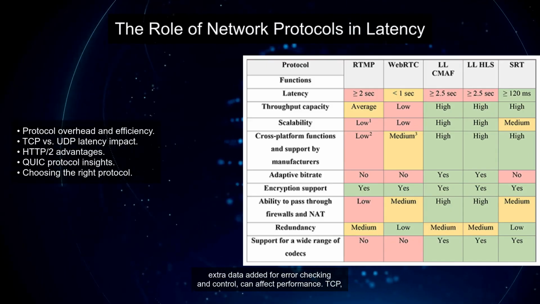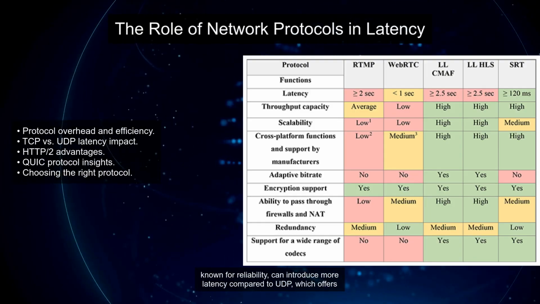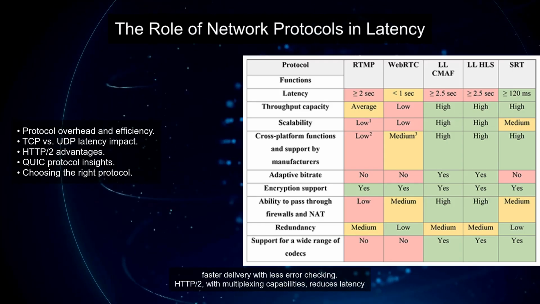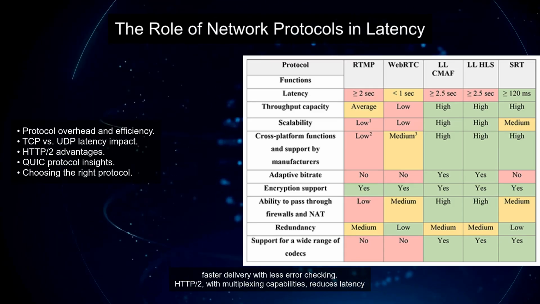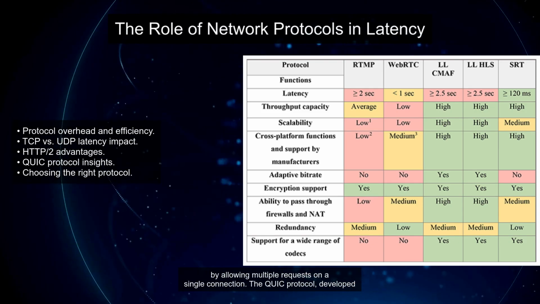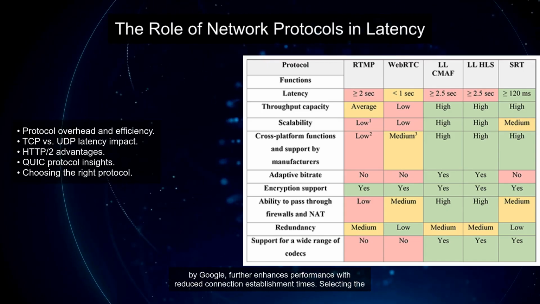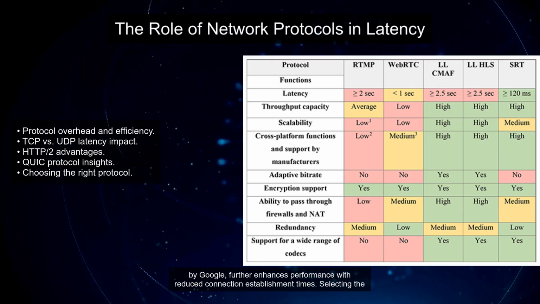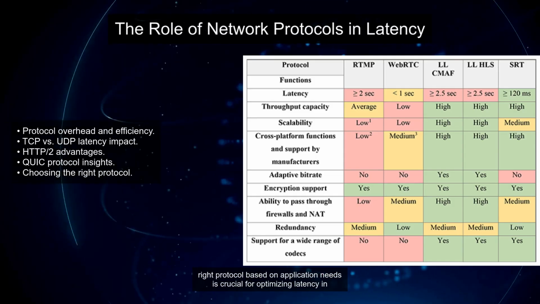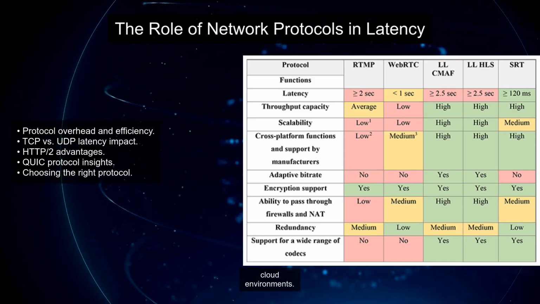Network protocols play a pivotal role in determining latency. Protocol overhead, the extra data added for error checking and control, can affect performance. TCP, known for reliability, can introduce more latency compared to UDP, which offers faster delivery with less error checking. HTTP/2, with multiplexing capabilities, reduces latency by allowing multiple requests on a single connection. The QUIC protocol, developed by Google, further enhances performance with reduced connection establishment times. Selecting the right protocol based on application needs is crucial for optimizing latency in cloud environments.